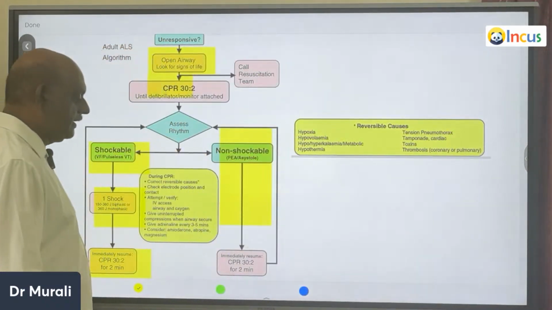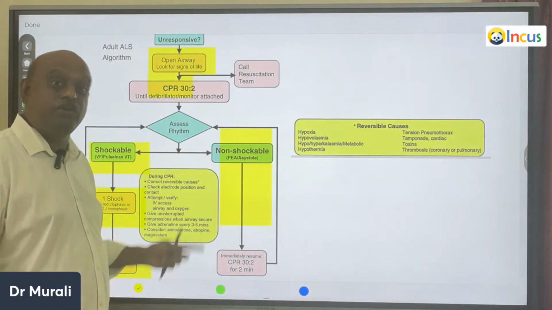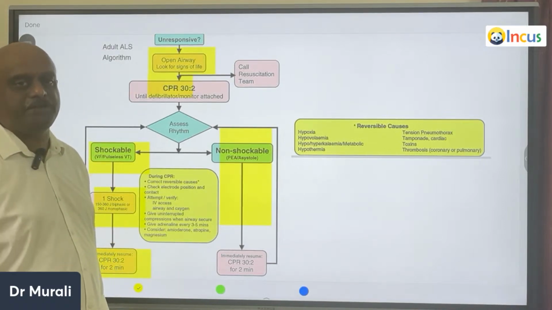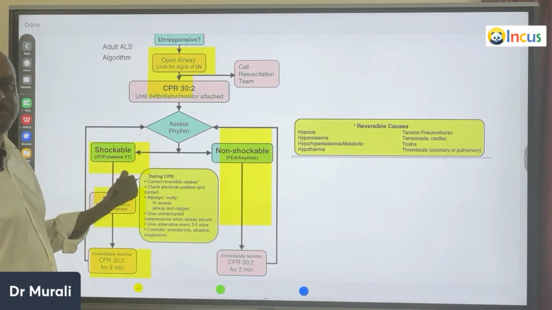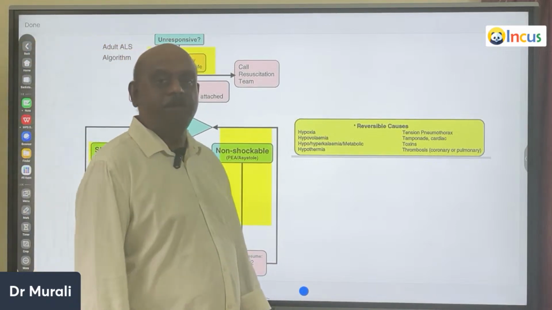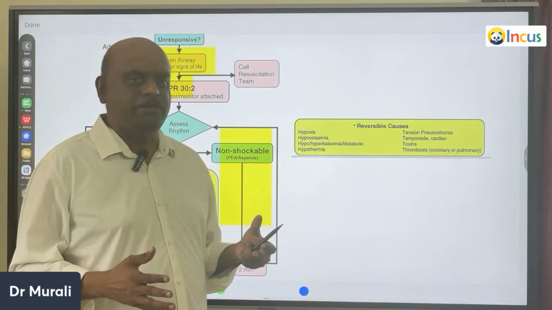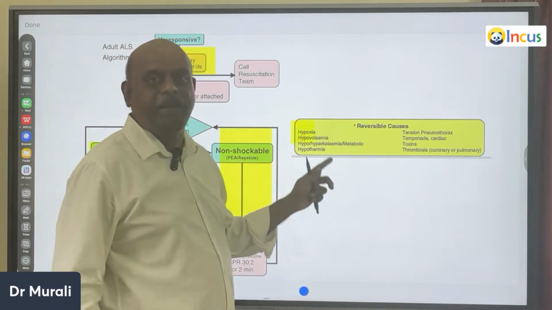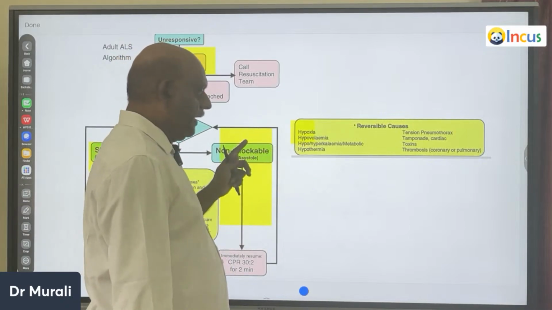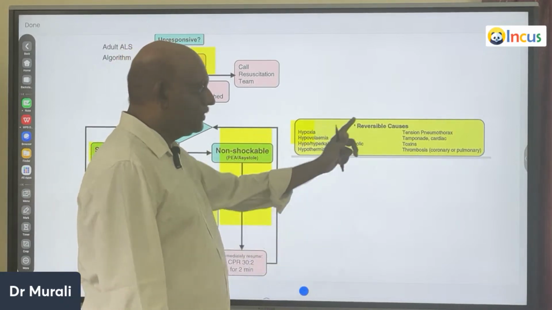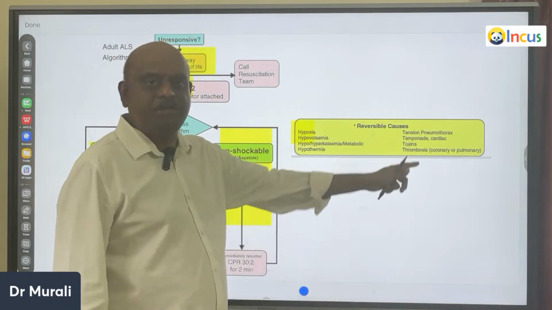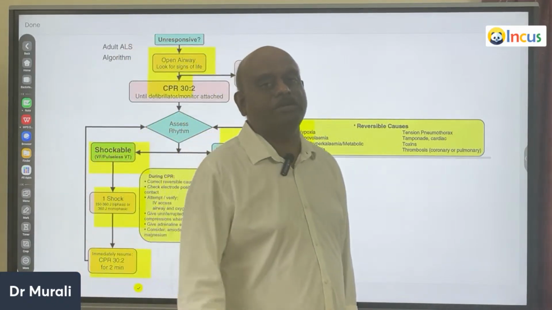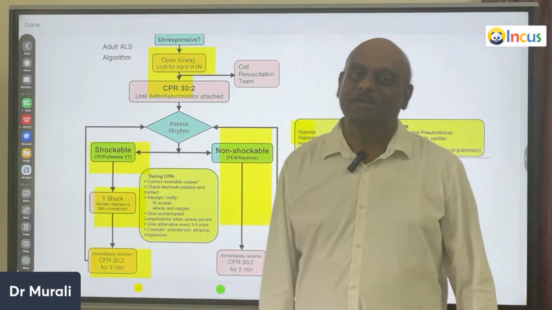Suppose he is non-shockable, then you resume the CPR. That is a very, very important principle for the next 2 minutes. And once more see whether he becomes shockable or not. So what are the various reversible causes that lead to cardiac arrest, doctor? Hypoxia, hypovolemia, hypokalemia, hypothermia, tension pneumothorax, tamponade, cardiac toxins, any coronary thrombus. Any of them are the reversible causes that lead to cardiac arrest.